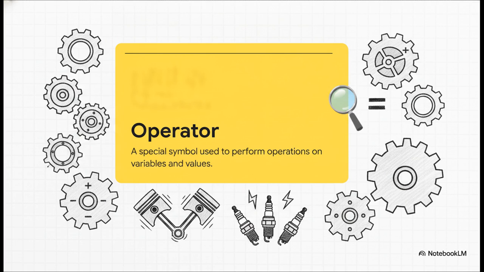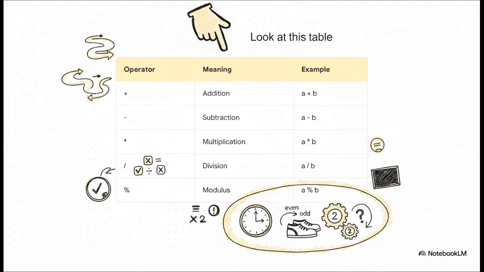These are literally the gears, the pistons, the spark plugs of our code. Because without operators, our variables just sit there statically doing nothing. Operators are what physically transform the raw data inside our OOP factory. Now, the most foundational of these are the arithmetic operators. You'll definitely recognize the standard math symbols here: addition, subtraction, multiplication, and division. They work exactly like you learned in grade school.